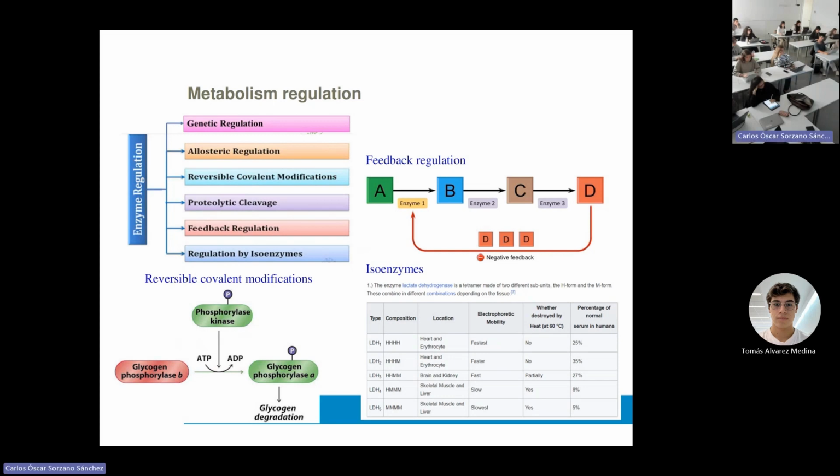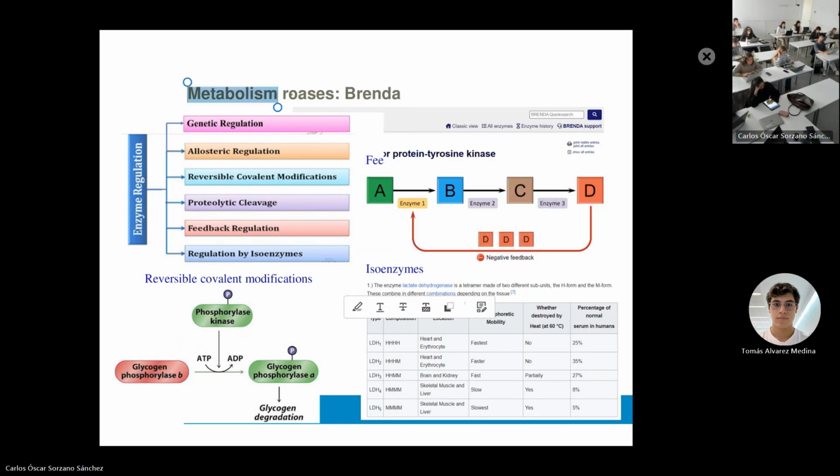Okay, so let's say that it increases. So let's say that D goes above the level that you like. So there is a lot of D, so there will be a lot of inhibition here. And if there is a lot of inhibition here, this D will be degraded eventually, and then the concentration will go down again.